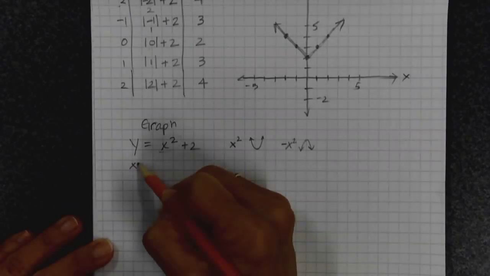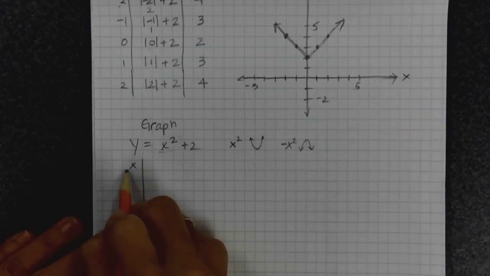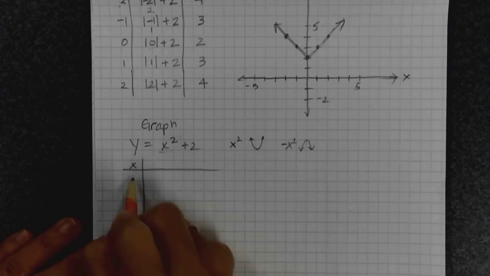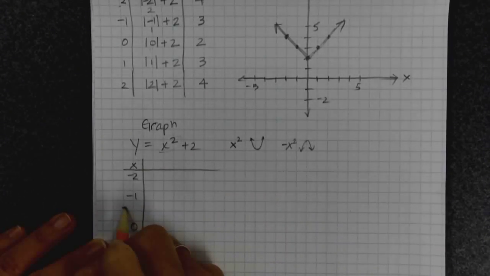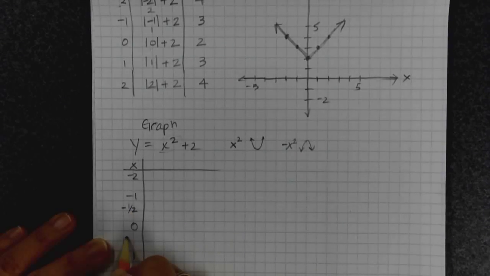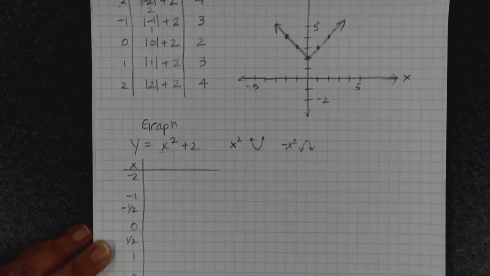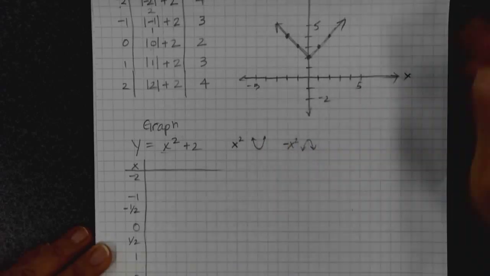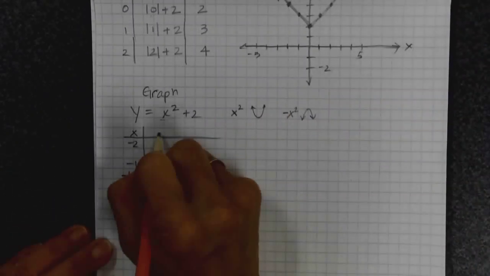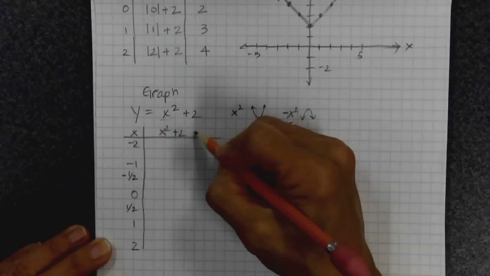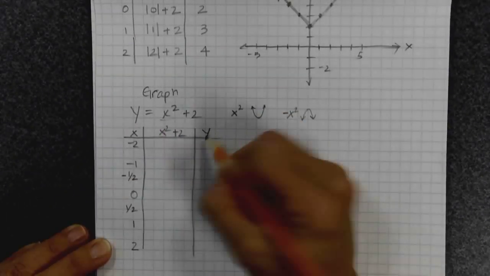So we're going to create a table again. And we're going to use the same points for x: -2, -1, and then we got 0, 1, and 2. But in this one, I am going to add -1/2 and +1/2 as some of our other points to show you that this makes a U shape instead of a V. So now when we plug it in, I got x squared plus 2, and this being our y value over here.